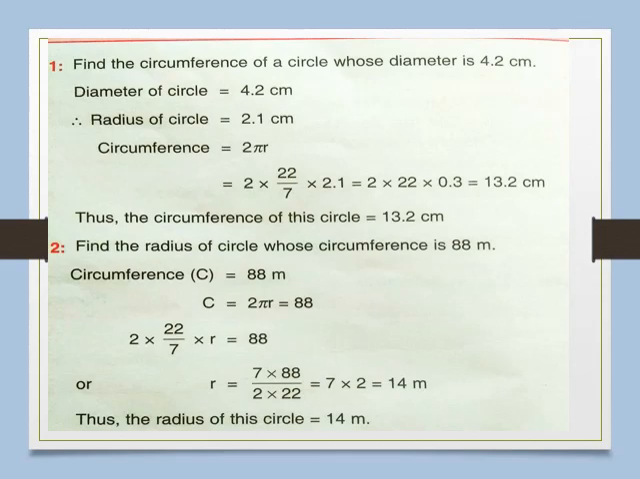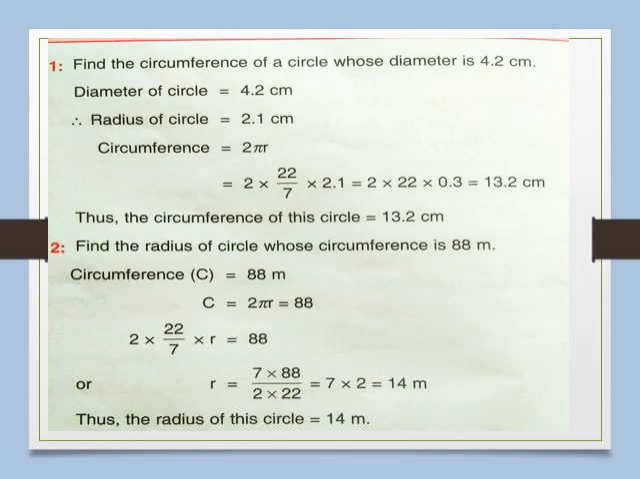Now here we have to find the radius of the circle whose circumference is given. Means we will go now opposite of the first question. In the first, radius is given and we have to find the circumference, and in the second question, circumference is given and we have to find the radius. So the formula is the same, that is 2 pi r.